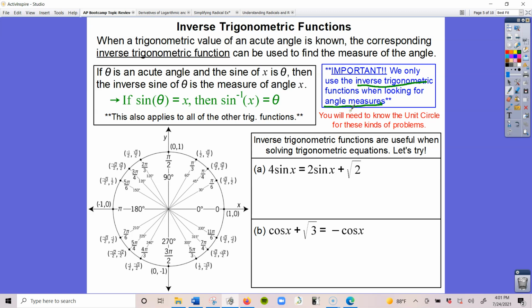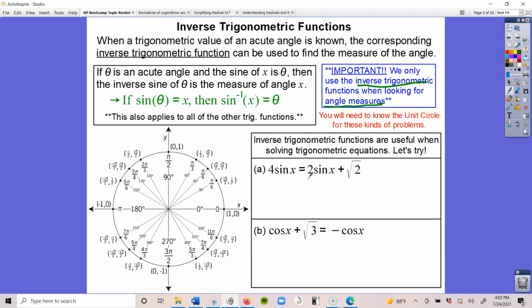Now, in order to be able to solve these equations, you need to know the unit circle. But just like before, right now, we're going to continue referring to our unit circle until you get that quadrant 1 memorized. So like I said, these inverse trigonometric functions are helpful when we're solving a trigonometric equation. So let's try this out. In order to solve a trigonometric equation, your goal at the very beginning should be to isolate the trigonometric function, meaning here in A, we want to get sine of x by itself.